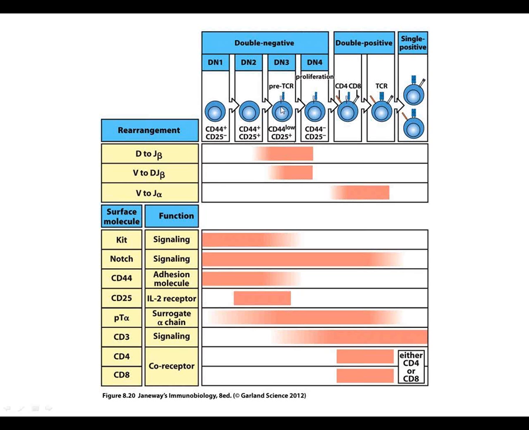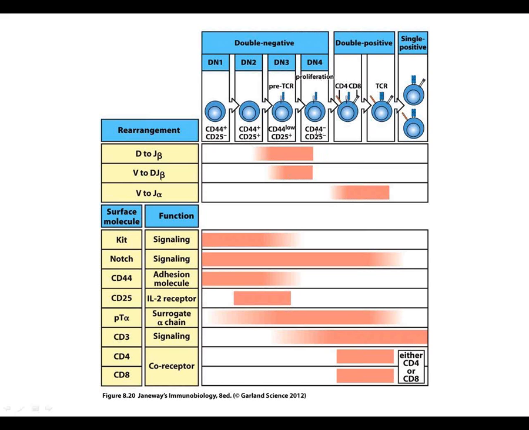The DN3 stage is when the pre-T cell receptor is expressed for the first time. So, of course, what's going to happen? Well, there's going to be gene rearrangement because you need that to get that first beta chain out there. Beta chain is going to be the first to be expressed. Beta chain is the one that has a D in addition to V and J. So you can get a D to J rearrangement first, and then a V to D, J rearrangement, and that's where you're going to get your pre-T cell receptor.